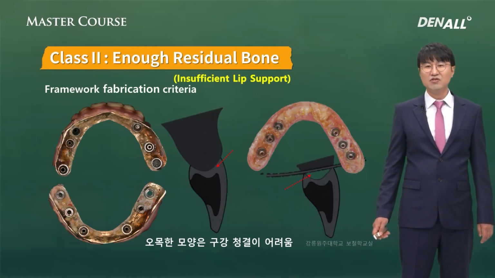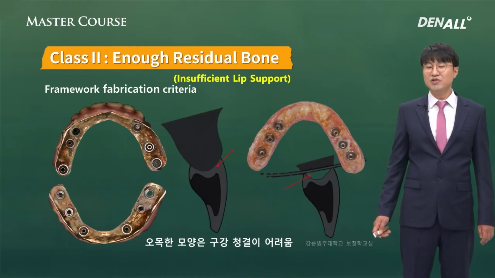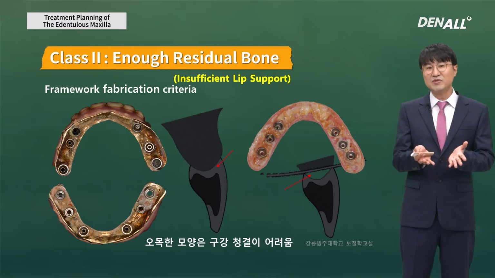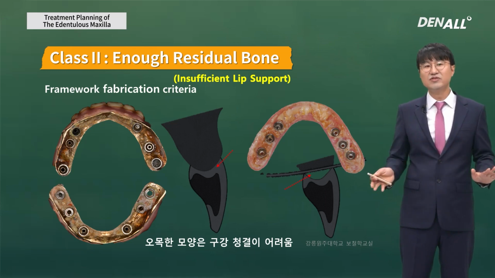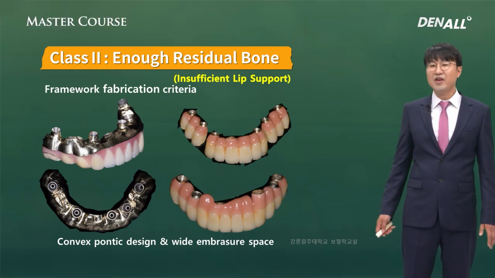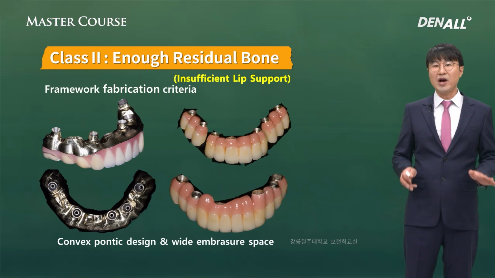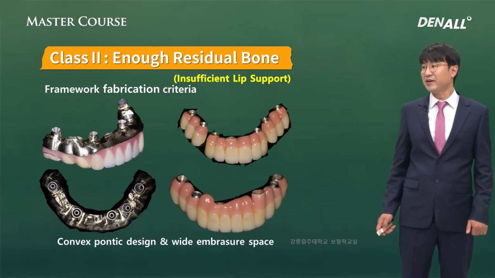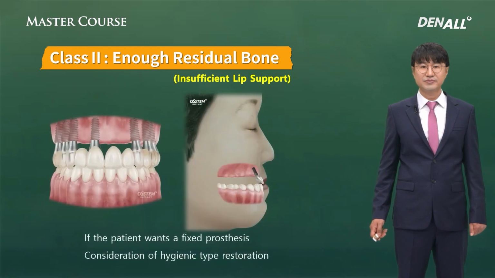And if it's a concave shape, oral hygiene maintenance will be very unfavorable. So you have to avoid that. If it becomes concave, then plaque will accumulate and cannot escape. For the hybrid type, if you use that prosthesis, then a convex pontic design and a wide embrasure space are two things you have to remember. It's very important, 2 points.